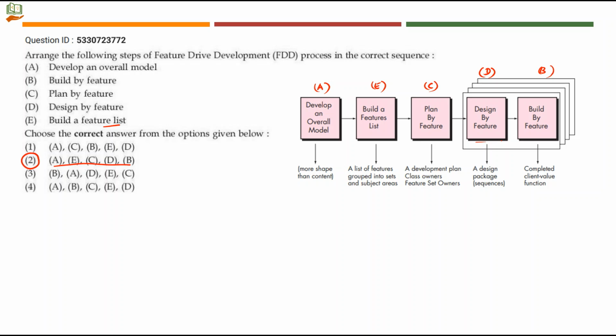So generally we have to develop an overall model first. After that we have to give a list of features. From that feature list we have to pick one, plan for it, design it and then build it. So only with the help of the features list you will be able to go with a particular feature. If you at least find these two phases correctly, you can answer this question.